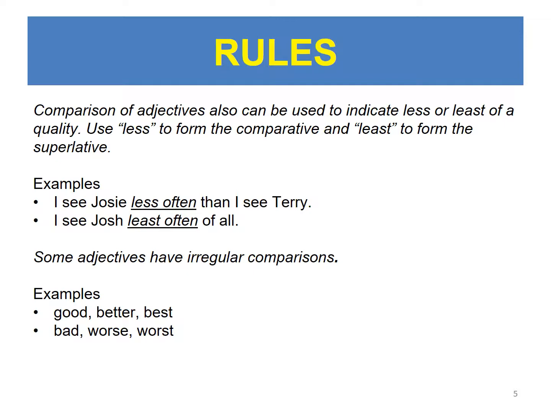Some adjectives have irregular comparisons. Examples: good, better, best. Bad, worse, worst.